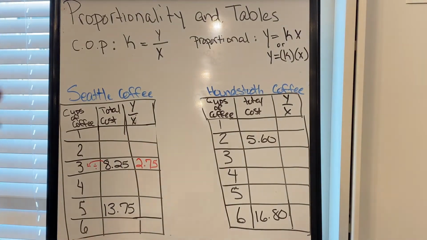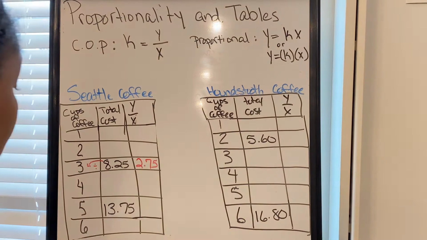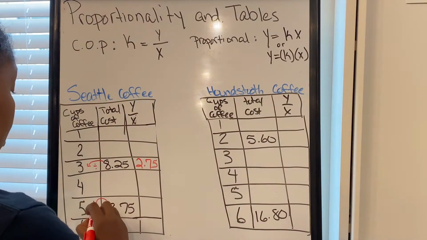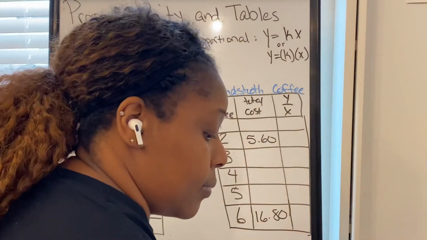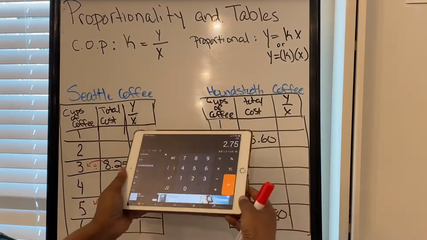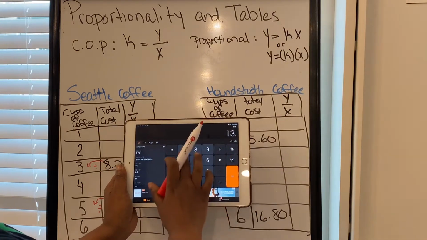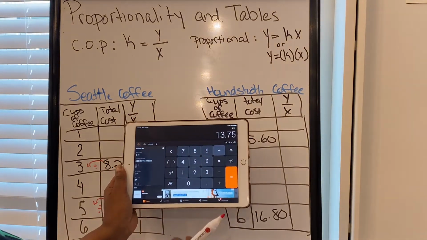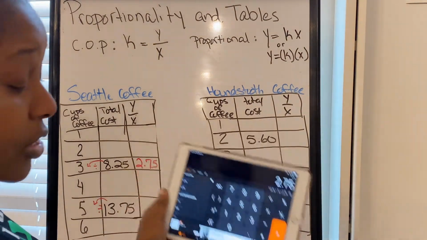I'm going to look down here because they gave us another example. So they filled this out for us. I'm going to do the same thing. I can do this and I'm going to divide them. So I'm going to say $13.75 divided by 5. I got the same answer, $2.75.